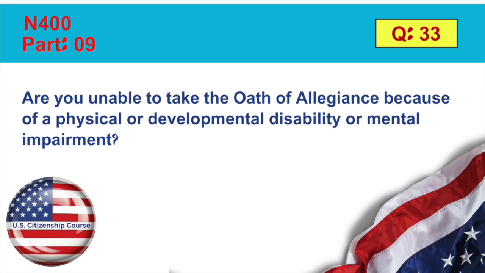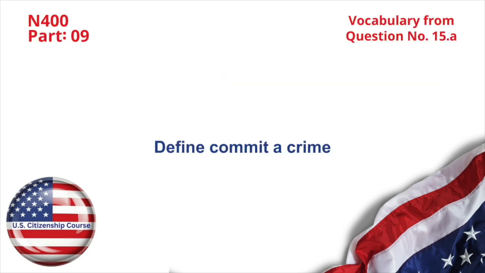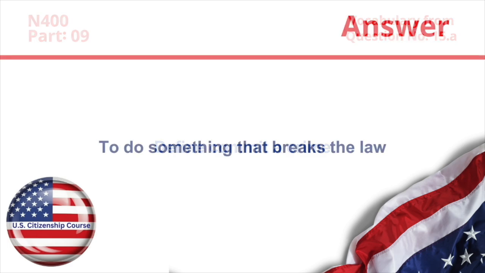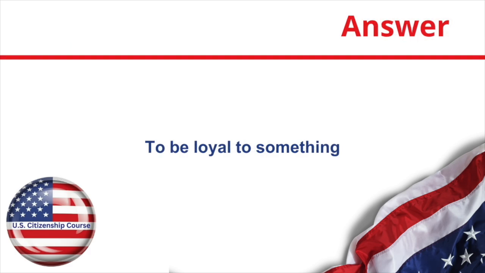Are you unable to take the oath of allegiance because of a physical or developmental disability or mental impairment? No. Define commit a crime. To do something that breaks the law. What is allegiance? To be loyal to something.